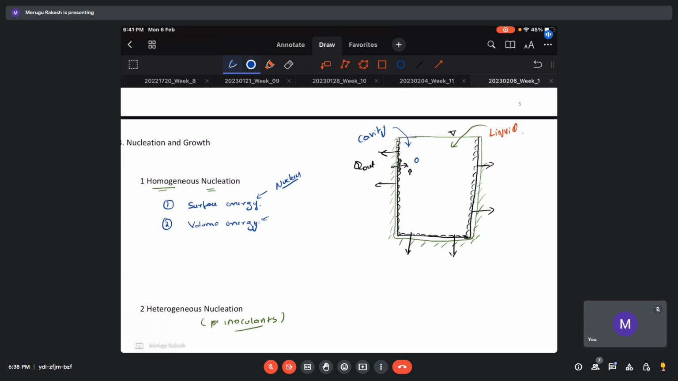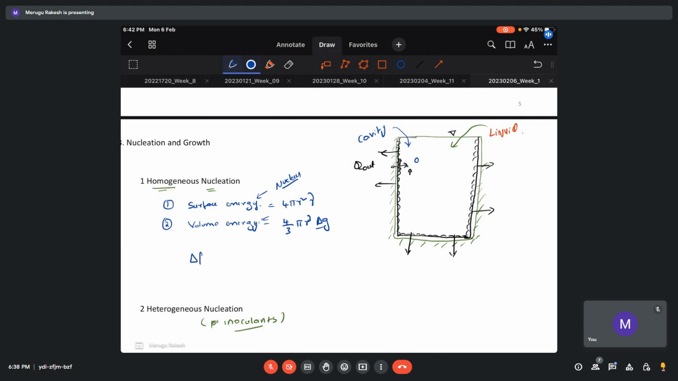So for simplicity, we assume it as a sphere. Surface energy is nothing but 4 pi r square into gamma. Gamma is nothing but the surface tension. Volume energy is nothing but 4 by 3 pi r cube into delta Z. Delta Z is nothing but the Gibbs free energy available.